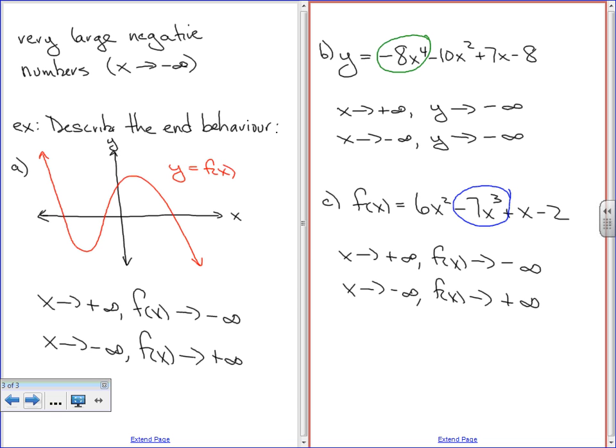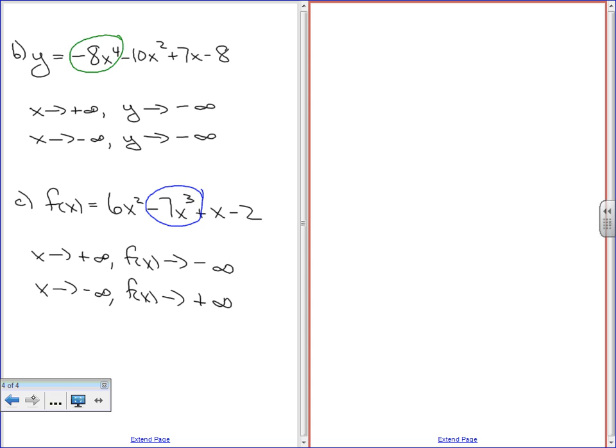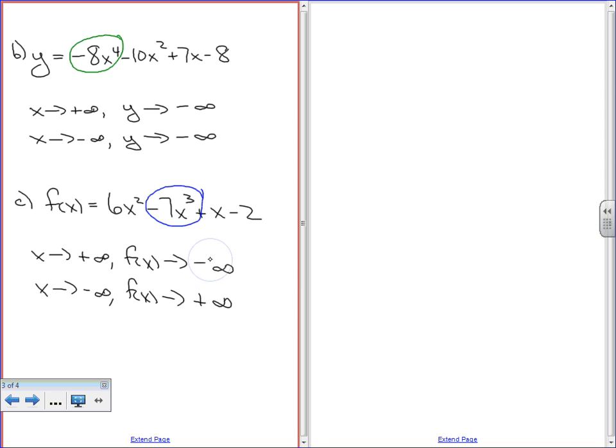Okay. So if I look at these two questions here and make some generalizations, whenever you have an even degree polynomial, even because 4 is an even number, the end behavior is always going to be the same. They're always going to head off in the same direction. Whenever you have an odd degree polynomial, the end behavior is always going to be opposite. They're going to head off in opposite directions. Okay. So let me just write that down so we have that in our notes.